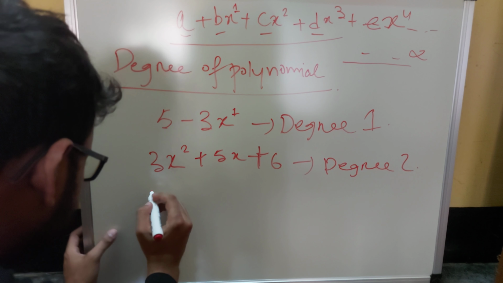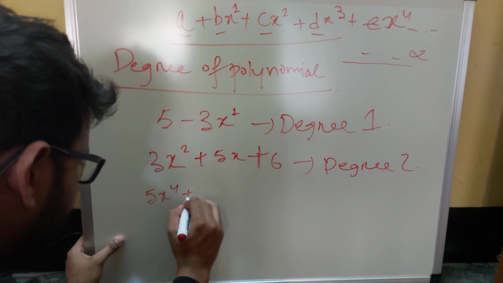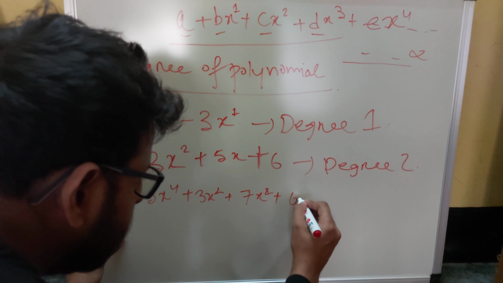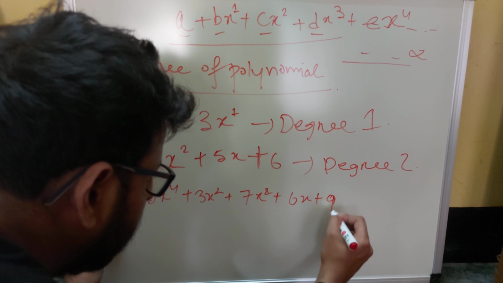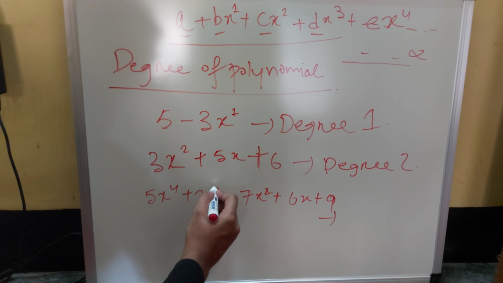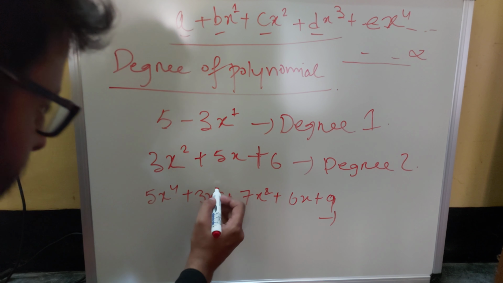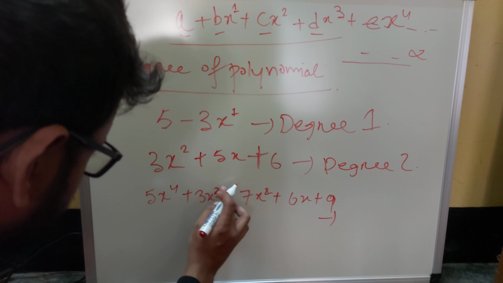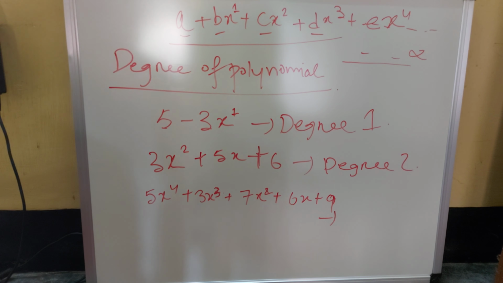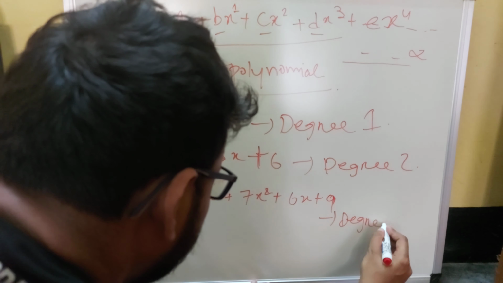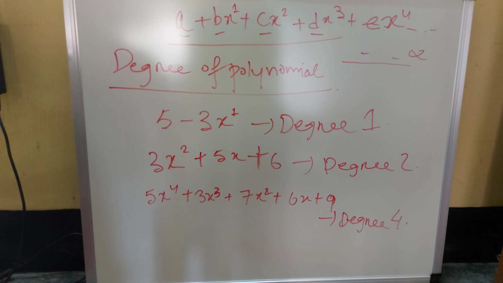Now, the third one, let's take it as 5x to the power 4 plus 3x cube plus 7x square plus 6x plus 9. Now you can easily say that this polynomial has a maximum degree of 4, right? 2 and 3 are also there, but which is the highest degree? 4, right? That means this polynomial is of degree 4. Am I clear? These things you need to learn.